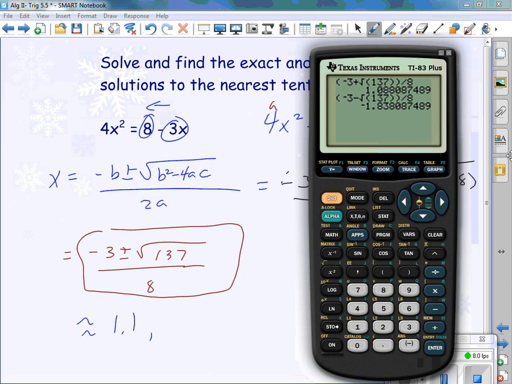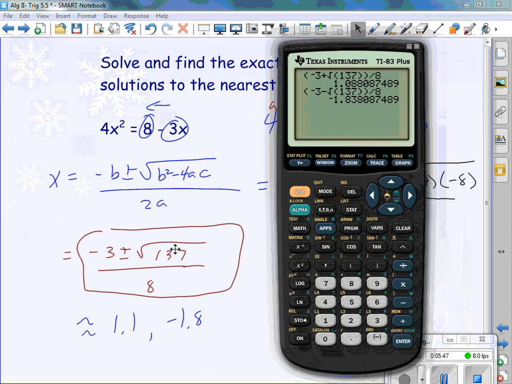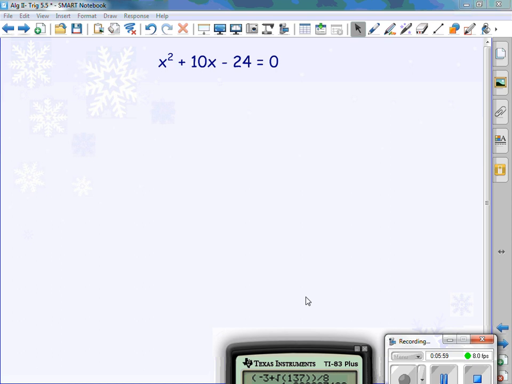This is the exact answer. This is the approximate answer. I'm just showing you how to do both. This one I prefer the most. I want you to try this problem: x squared plus 10x minus 24 equals 0.